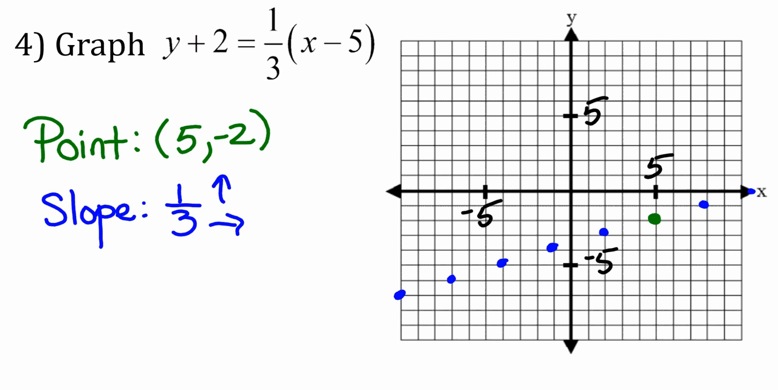So then we just need to connect our points. And that blue point shifted, so we have to move it over a little bit. There we go. Connect your points. And there's your line for the graph y plus 2 equals 1/3 times the quantity x minus 5.